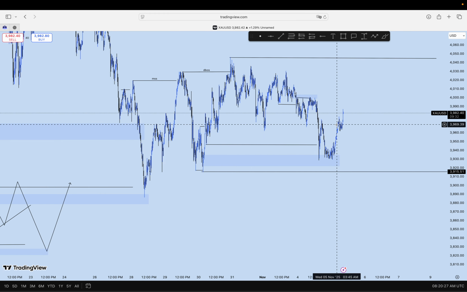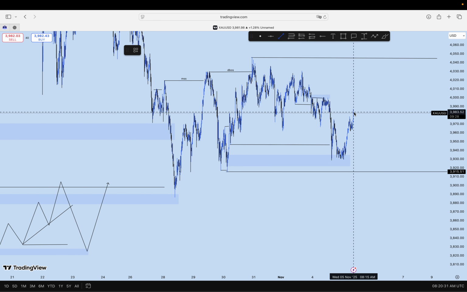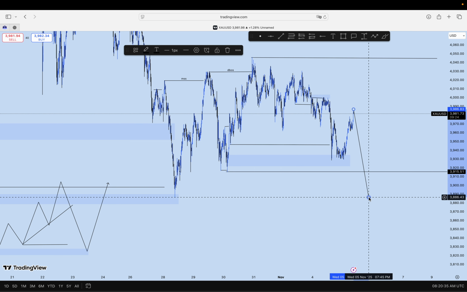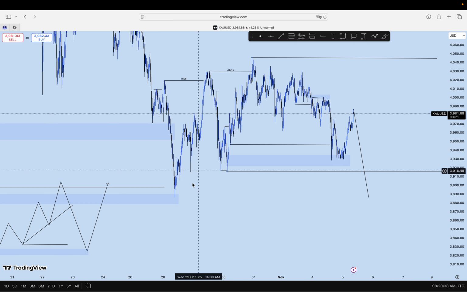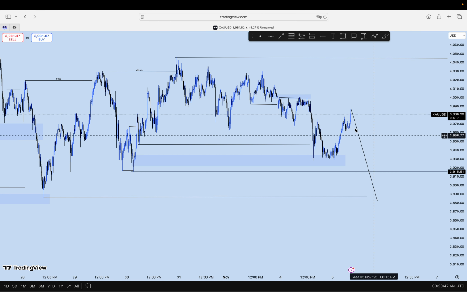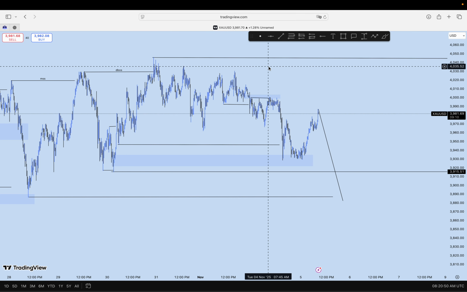I will only change my bias if price comes to take this low here. So let's wait and see what happens on gold, but my perspective is bullish. Okay guys, hope that is clear.